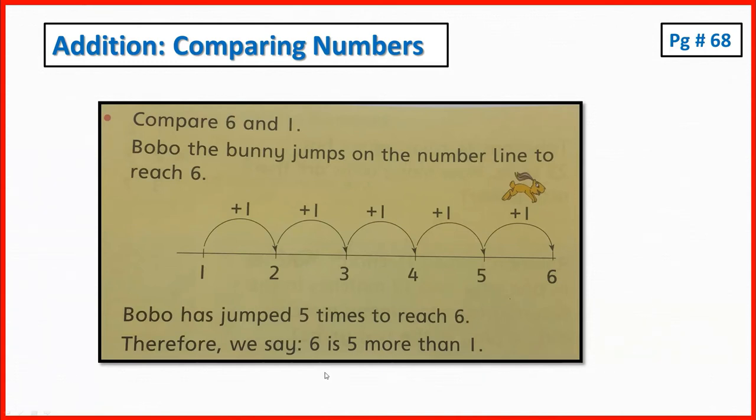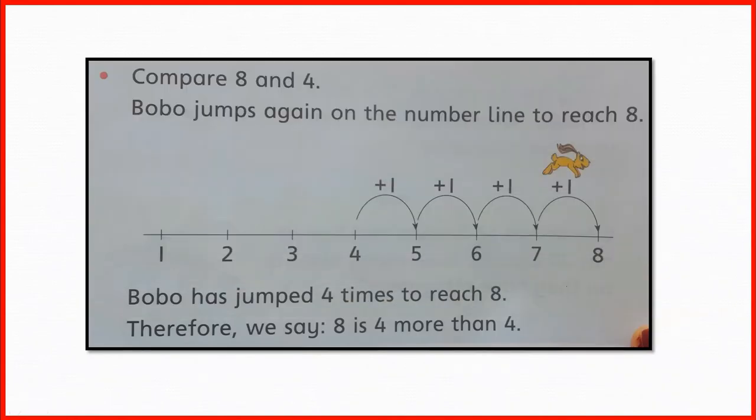There is another example. Compare 8 and 4. Bobo jumps again on the number line to reach 8. Bobo has jumped 4 times to reach 8. Therefore, we say 8 is 4 more than 4.